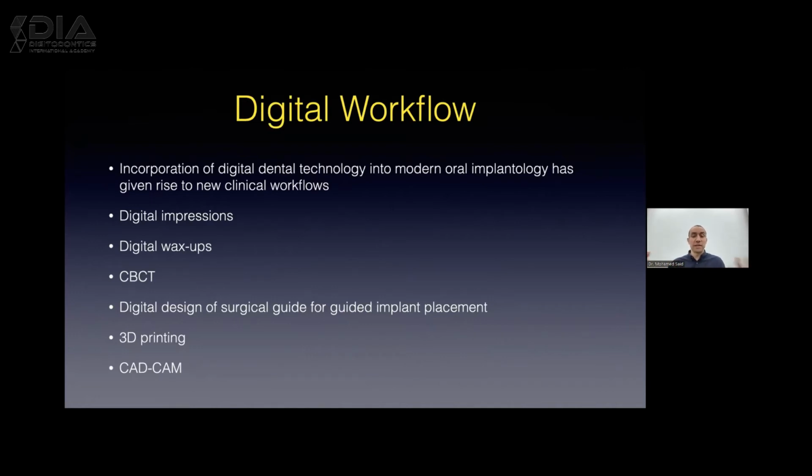And when we have the CBCT and the STL file from the digital impression, we can start designing our surgical guides that will assist us in placing the implant in the desired positions. For this surgical guide, we can use 3D printing techniques to print it. And after placing the implant and having it healed and anchored in the bone, we can start making our final restoration using the CAD/CAM technique that we have right now in our hands.